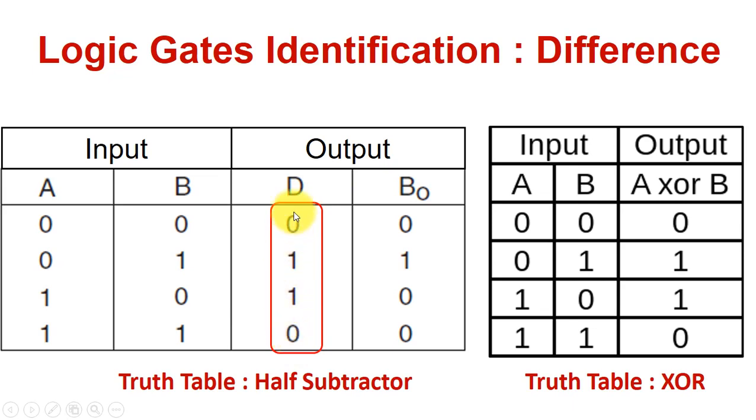So here the D is having a value 1 for the combination of 0 1 and 1 0, which indicates that when the inputs are different, only then the output is having a value 1. When both the inputs are having the same value, either 0 0 or 1 1, at that time the D is having a value 0. Now the same behavior can be implemented in the XOR gate.